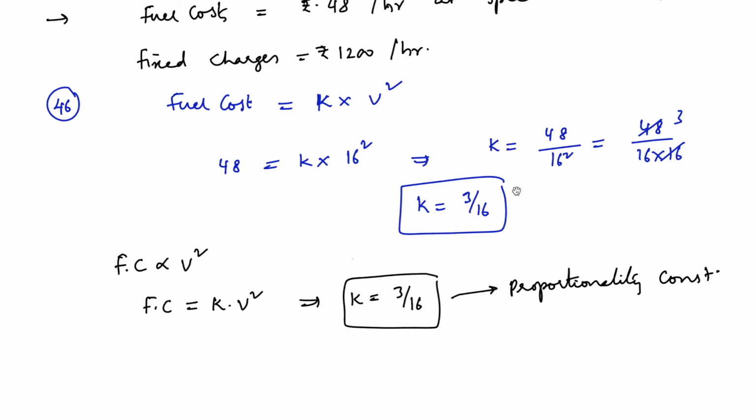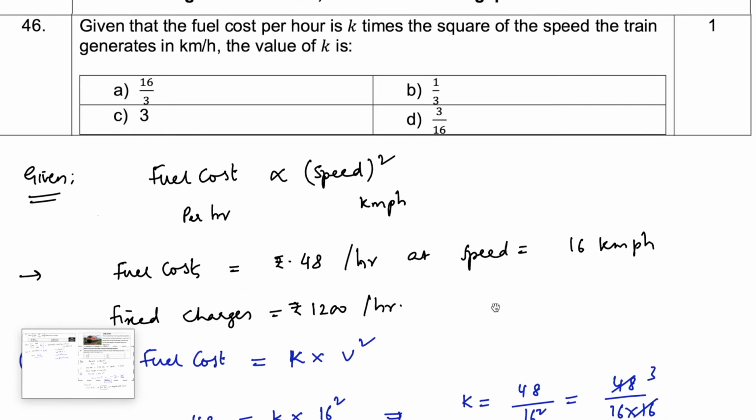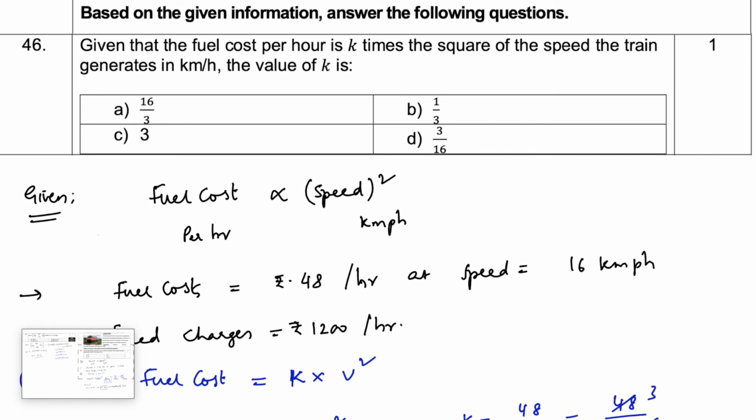And so we have option D, the value of k is 3 by 16. Now let us see another problem.